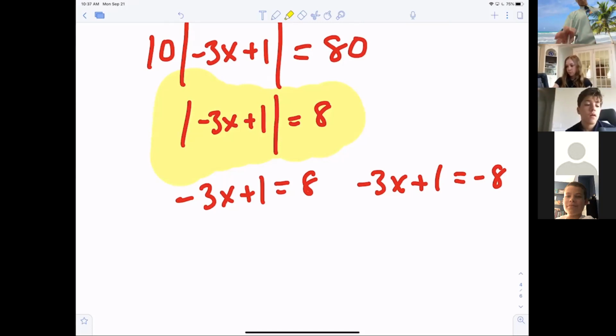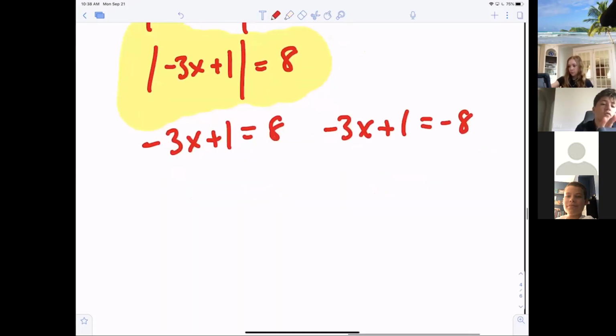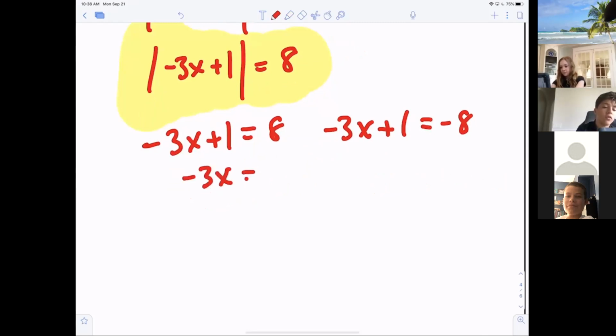All right. So now, listen, I want you to understand I appreciate what you're doing. Tell me, do you understand what I just said so far? Yeah. You isolate the absolute value, then you write two equations. Got it. Now you solve. How do I solve that? Okay, so for the first one, you subtract the 1. Good. So you get minus 3x equals 7. So x equals what? Then x equals 7 over 3.